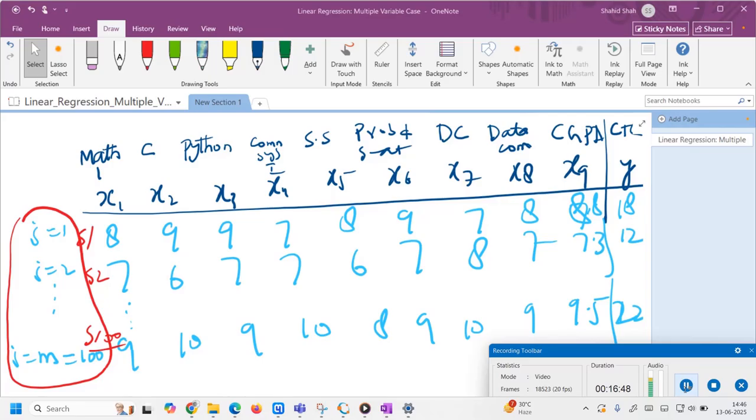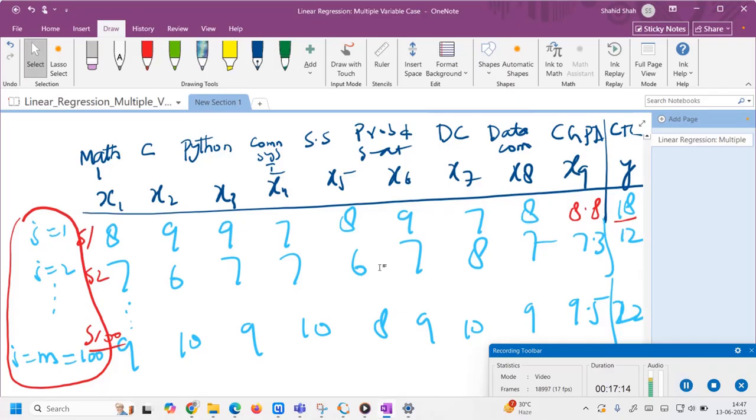Now let's take student number 1. That student has 8 grade in mathematics, 9 in C, 9 in Python, 7 in communication system, 8 in signal system, and so on. And overall CGPA is 8.8. Okay, let me write it again, 8.8. And that student has already been placed, and average CTC is 18 lakh per annum. Fine, this is our output Y.